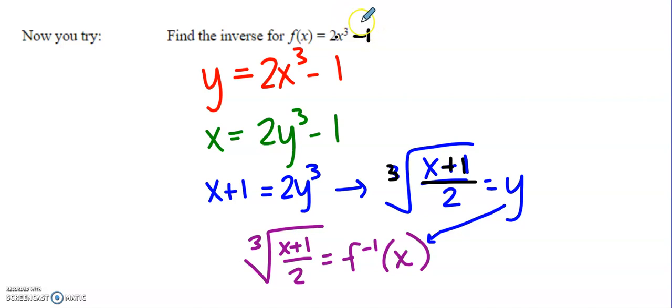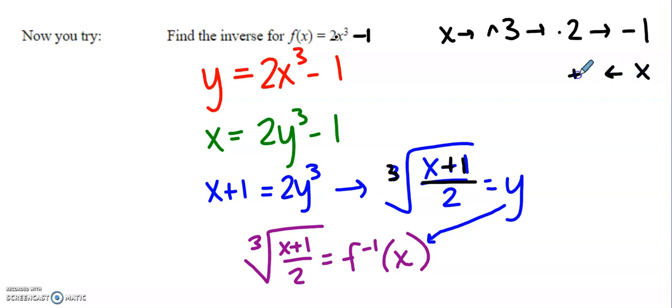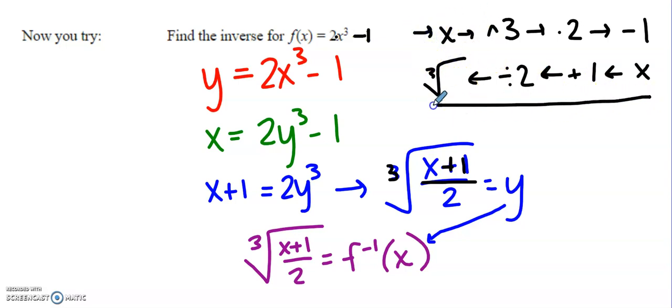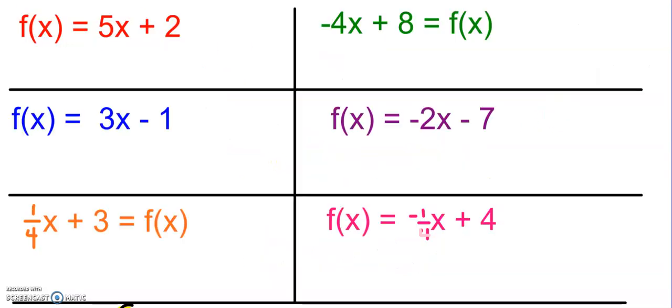Also, think about your order of operations. In the original function, you would start by taking x, raising it to the 3rd. So we go x raised to the 3rd times 2 minus 1, which means when I go to undo that, I need to start at x, I need to add 1, I need to divide by 2, and I need to take a 3rd root. Okay, because these were the directions going forward. These then are the directions in reverse. How do you undo the steps that you took?